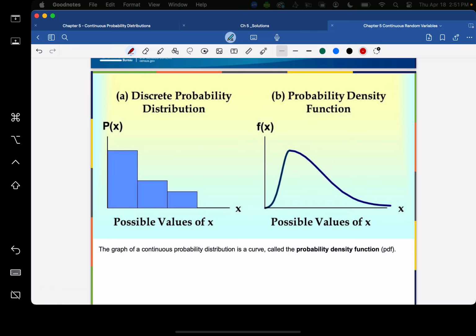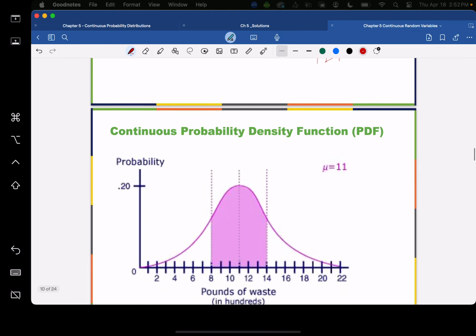This slide says probability density function. It's the same as a probability distribution. It's just a slightly different way of referring to it, but sometimes we call them PDFs. It's just this smooth curve instead of the histogram that we were sort of used to looking at.